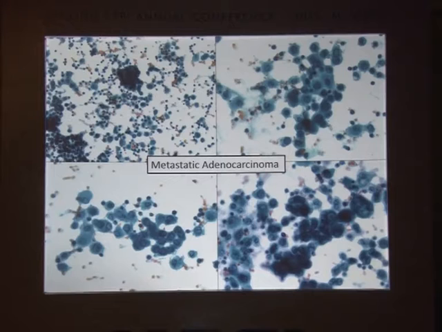Now CK7, CK20, TTF1 or some GI markers you can do to look at possible primary sites even on the FNACs, though it's more standardized, more easy on the histopathology because of automation and more regularly used. Few centers do it on cytology also.